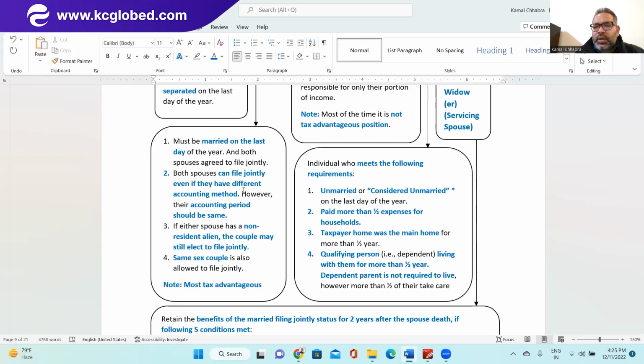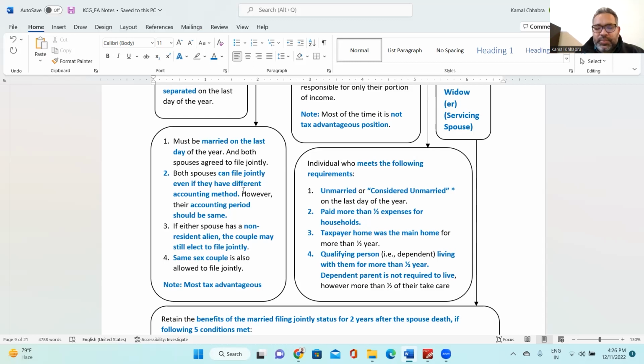Yesterday I know some of you were confused about how to calculate this half expense for the household, so today we'll discuss an example to see how this is worked out. Third, the taxpayer's home was the main home for more than half a year. That is very simple: more than 6 months you live in the home which you are maintaining and for which you are claiming the expenditure. And last is a qualified person living with you, that is your dependent children or dependent parents.